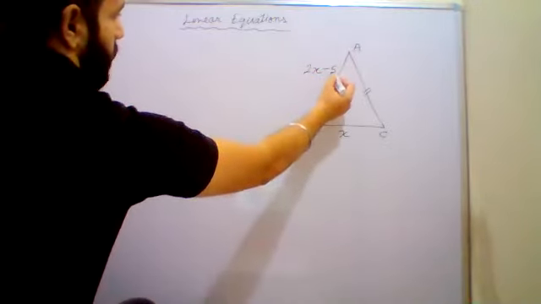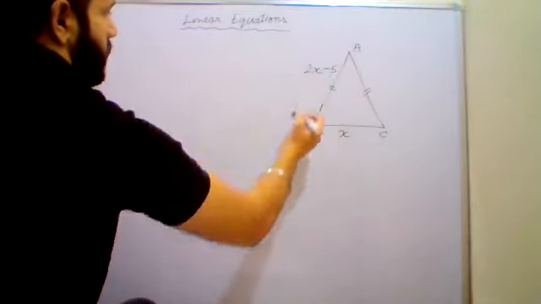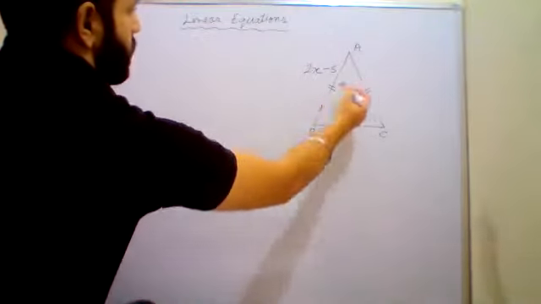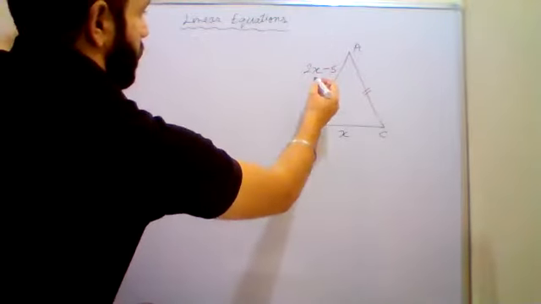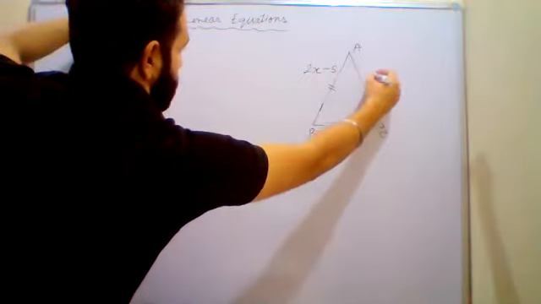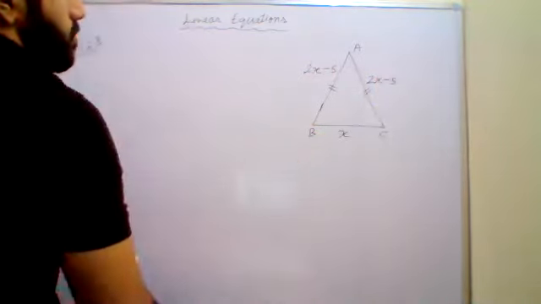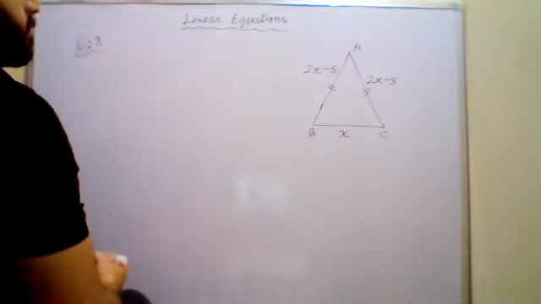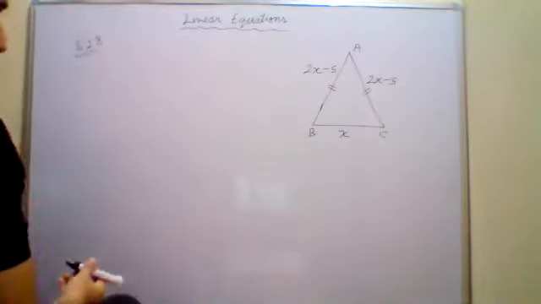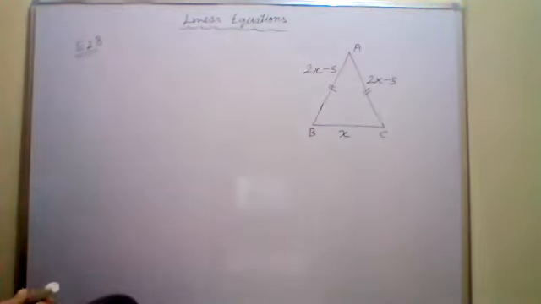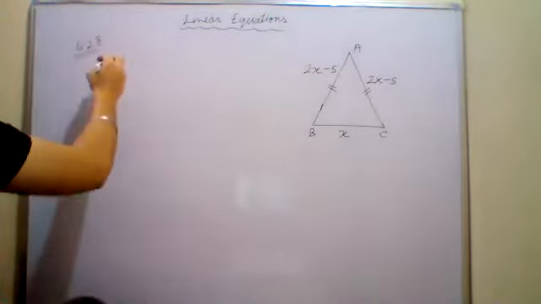So these two equal sides are 5 less than twice of the third side. That means the second one is also 2x minus 5 because they are equal. Both the sides are 2x minus 5. Now again the perimeter of the triangle is given. We will use the perimeter to find each of the sides. So let us first write whatever we have assumed.